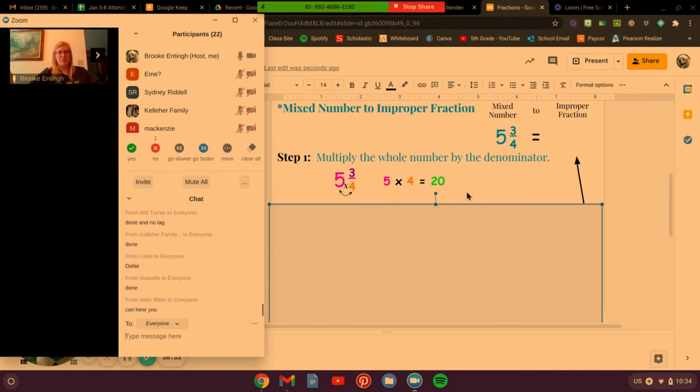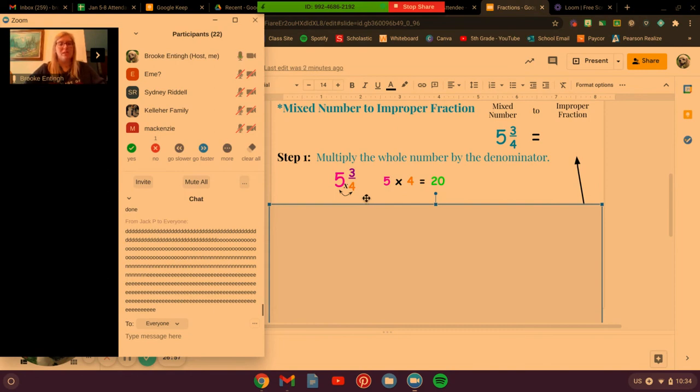Okay, good. I'm glad you can hear me, Addie. So you might be asking, well, Miss E, why does this make sense? Why does this work? Well, when we have a whole and a fraction, and we want to turn it into an improper fraction, this 5 represents how many wholes we have. So it's like 5 whole pizzas. Well, the denominator tells us how many pieces our wholes are split into. So basically what we're doing here is saying, okay, we have 5 whole pizzas. Each pizza is split into 4 pieces. So that 5 whole pizzas actually represents 20 pieces of pizza.